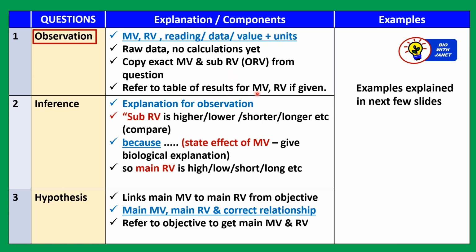Now, refer to the table of results for MV and RV if the table is given. Sometimes you have to write or construct the table yourself. Then there's no table for you unless you construct it according to the instructions. Then you will have the sub-RV inside. Now, let's find out examples of observation.